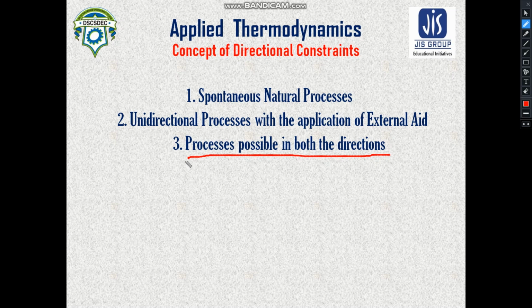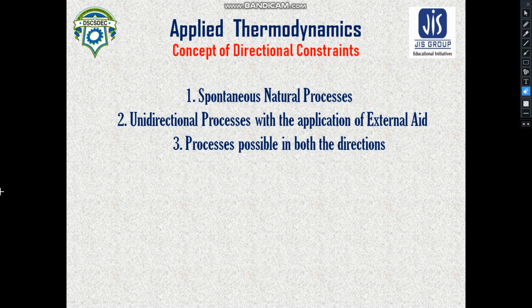Okay, now comes the heat pump. What does the heat pump do? The heat pump takes heat from the low temperature body and it rejects the heat to the high temperature body. And in this case, you need some external work. Until and unless you provide an external work, the heat pump will not work. Okay, so these are the examples of the different thermodynamic processes which can occur.